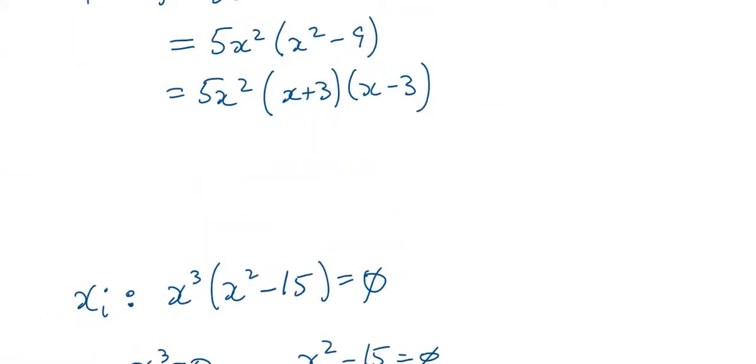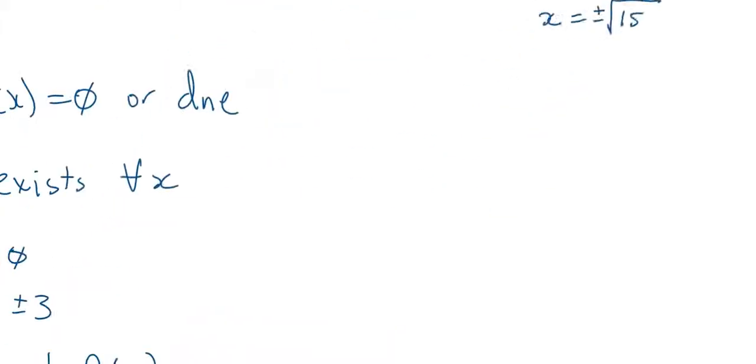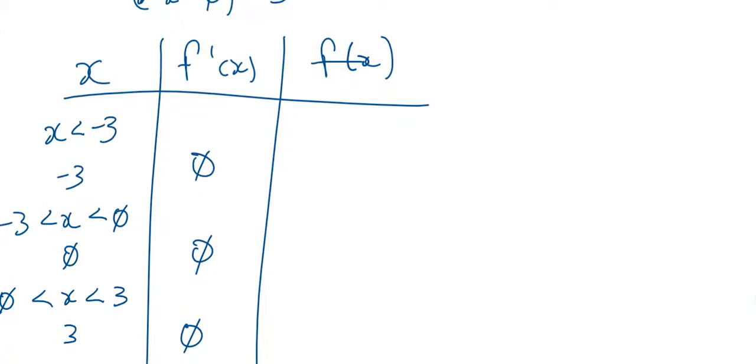Now be careful. When my first interval is x less than -3, I can use -10. -10 squared is a positive. In fact, no matter what you put into this first part, it'll always be positive. So I don't really have to think about it if I don't want to. So this is negative and this is negative. Two negatives makes a positive. So this first one is positive.